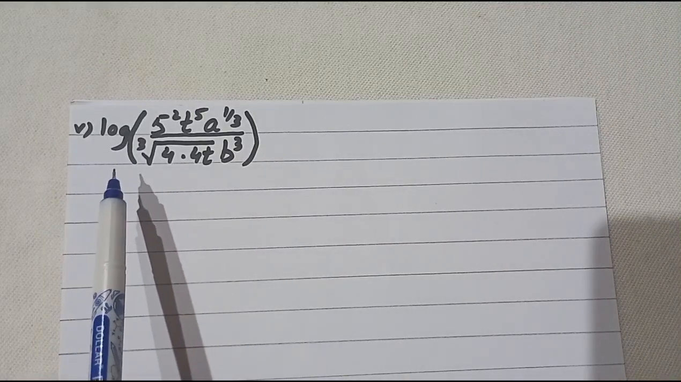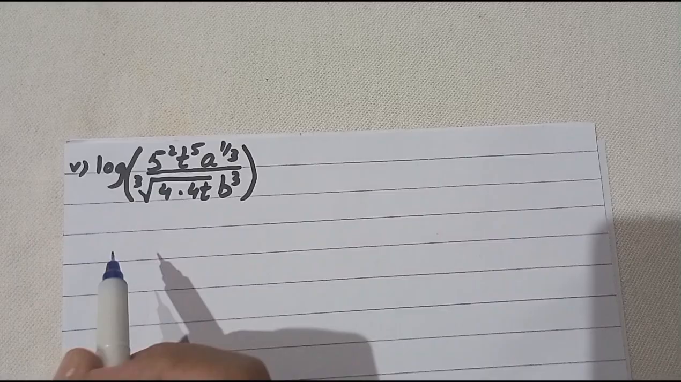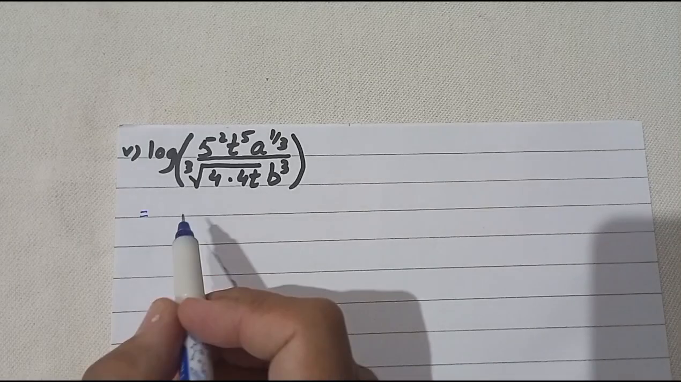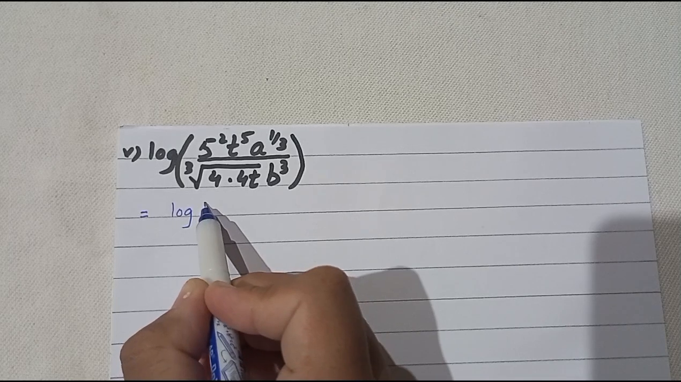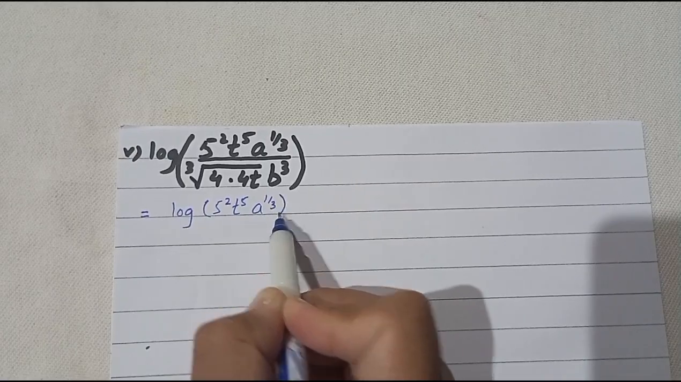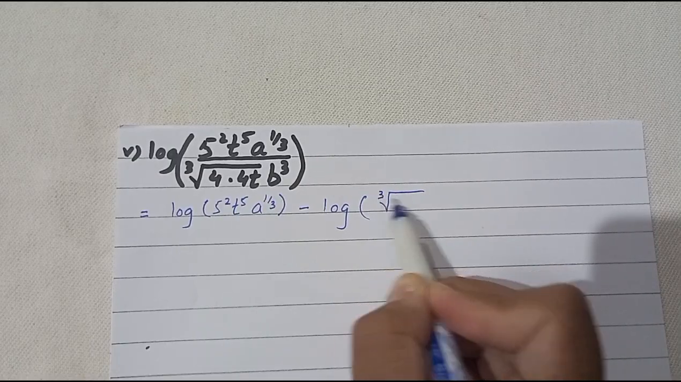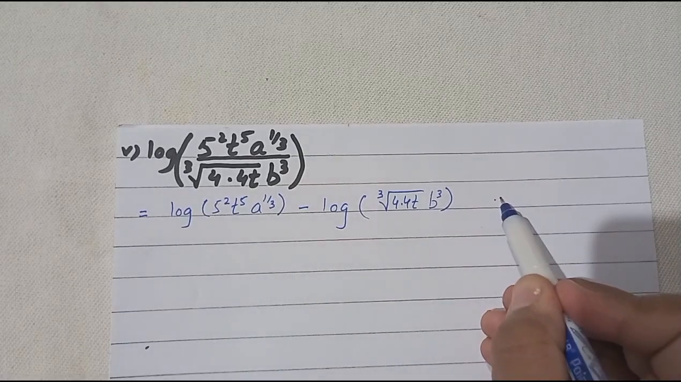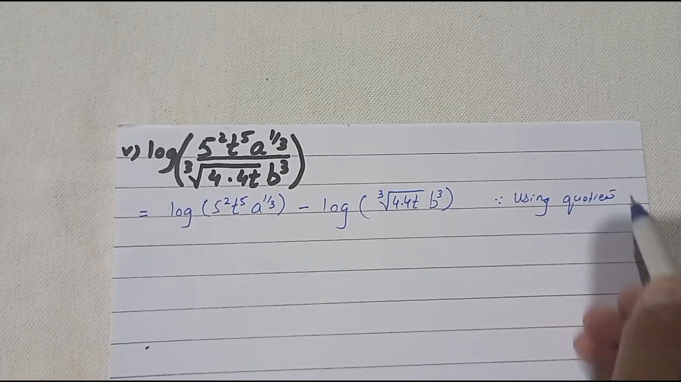Fifth part is log applied on two fractional terms. So first, using quotient law of log, we can write them as log of 5 square t power 5 a power 1 by 3 minus log of 4.4 t b cube, using quotient law.